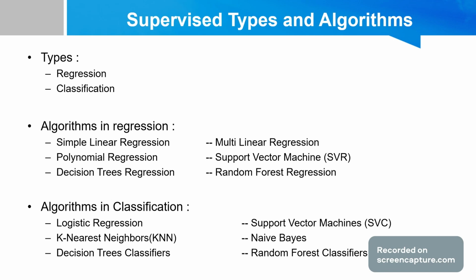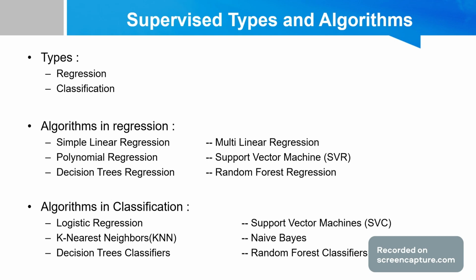Those are simple linear regression, multilinear regression, polynomial regression, support vector machine, and decision tree and random forest. In classification, logistic regression, support vector machine, k nearest neighbor, KNN, naive Bayes, decision tree classifier, and random forest classifier. So these are the algorithms in both regression and classification.